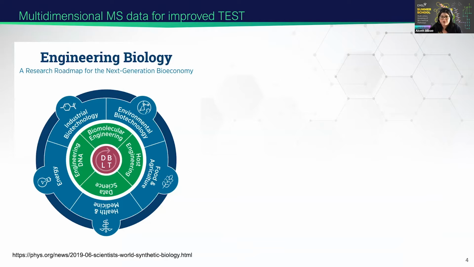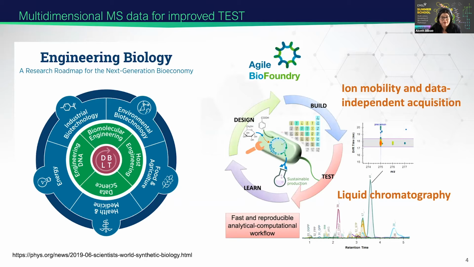Synthetic biology aims to modify organisms to produce desired fuels and chemicals from renewable biological feedstock. And here in our lab, we are part of the Agile Biofoundry Consortium, and we are developing multidimensional analytical tools with ion mobility and data independent acquisition coupled with liquid chromatography for fast, comprehensive, and confident molecular characterization in the test phase of this development cycle.